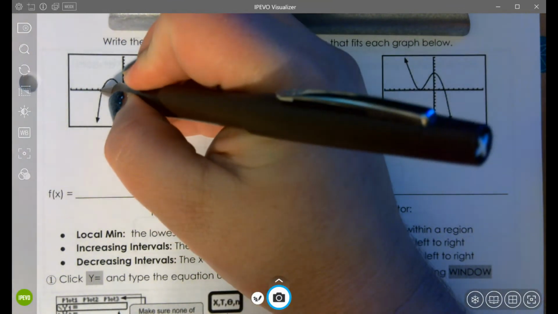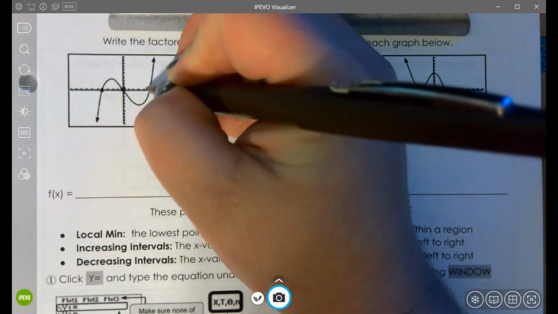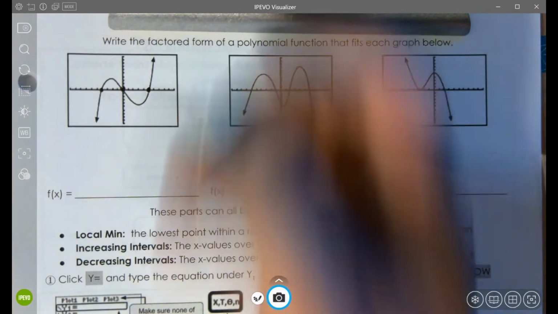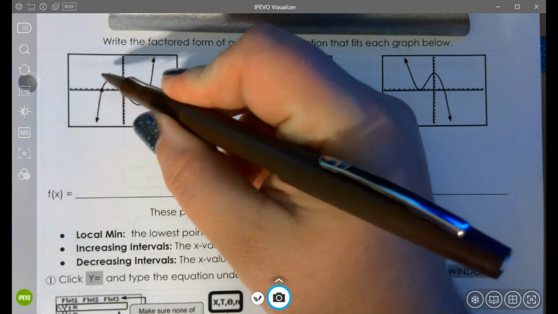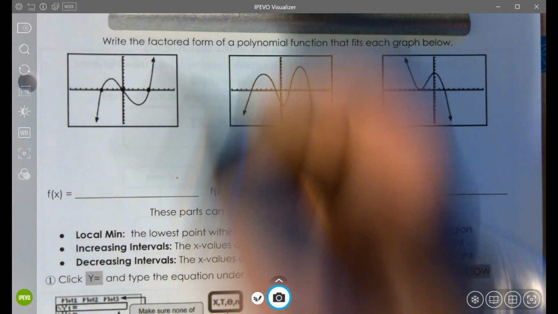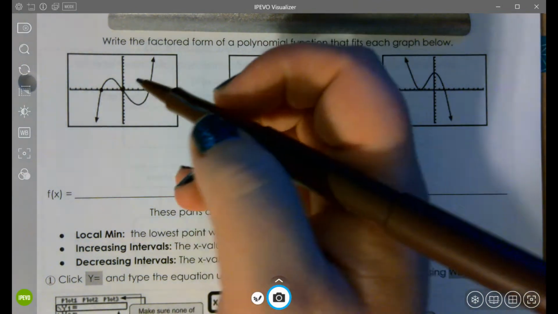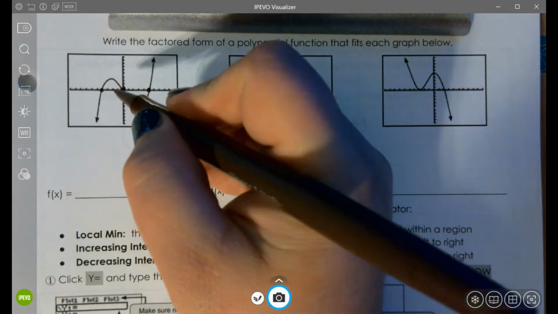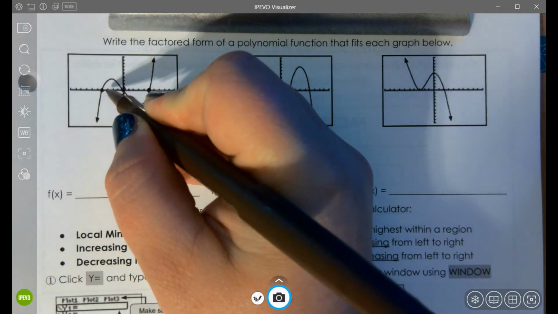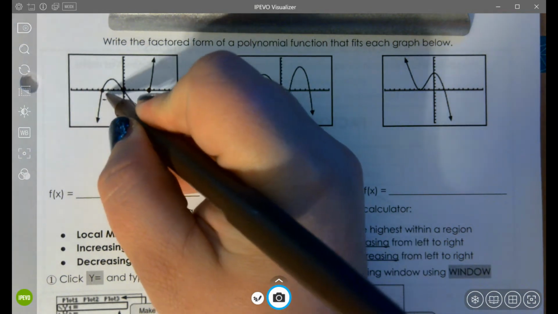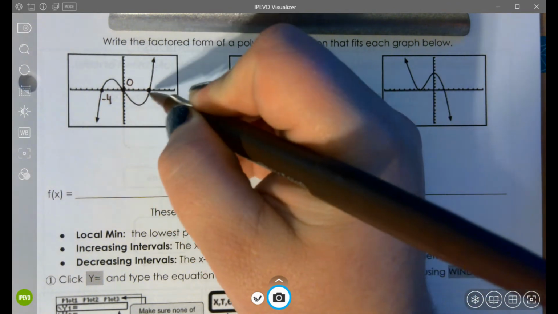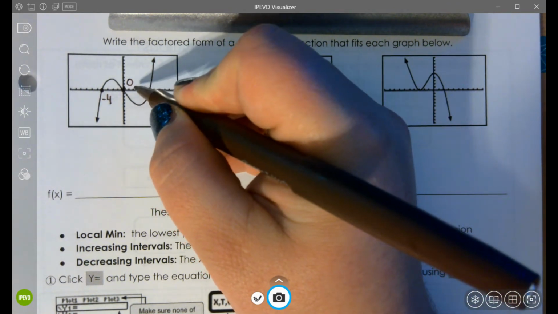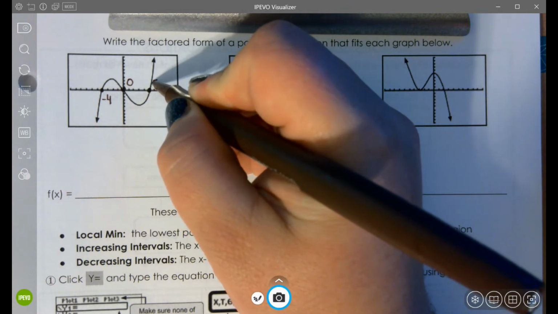So right here, we've got 3 zeros. And the most important part to notice about them is whether or not they are crossing through or bouncing. All of these, the line goes all the way through them, almost as if you were poking a needle through a piece of fabric. So really, I need to decide, okay, this one's at negative 4. This one's right in the middle at 0. And this one's at 5.